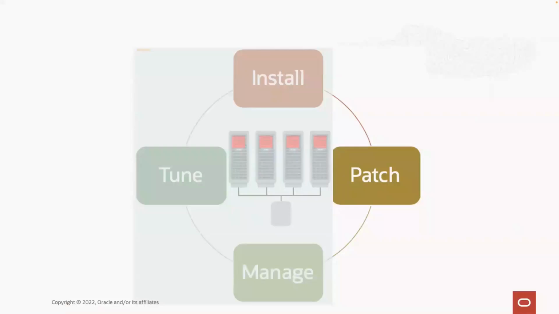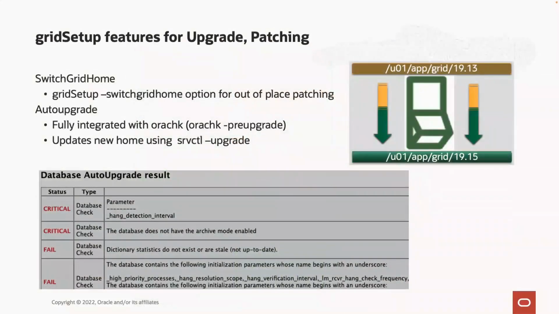For patching, also we have done a lot of improvements. For example, we have this grid setup switch grid home option for out of place patching. In this case, as you can see, from 19.13 to 19.15, it's like a switch. You just flip a switch, grid setup minus switch grid home, and we move it automatically to the other new home. Now remember, this is an optimization because you have done all the work of putting the 19.15 bits and copying and all that before your application even has to go down. It's still running on 19.13.